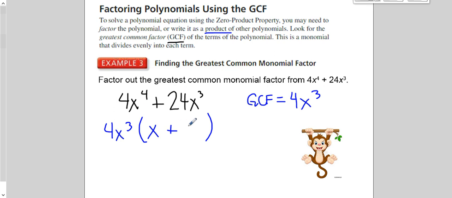24 divided by 4 is 6. X cubed divided by x cubed, those cancel each other out. So this is our factored form of this expression.